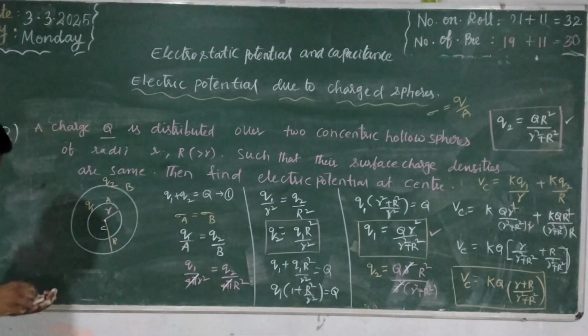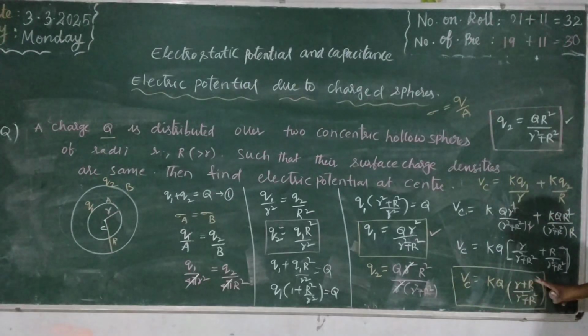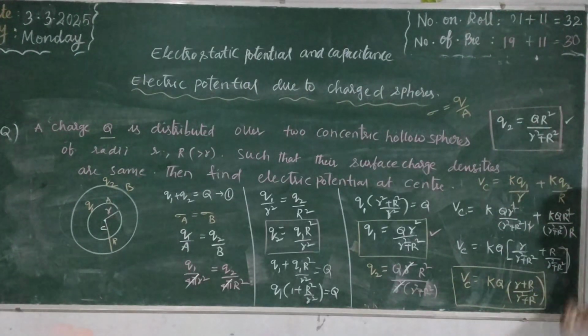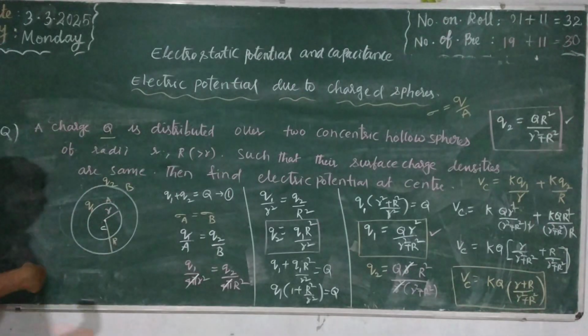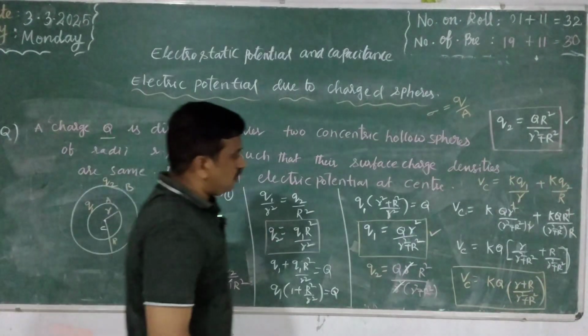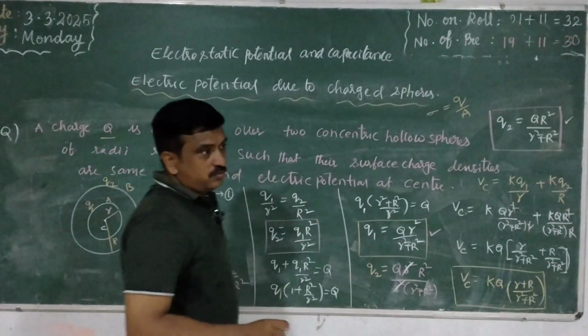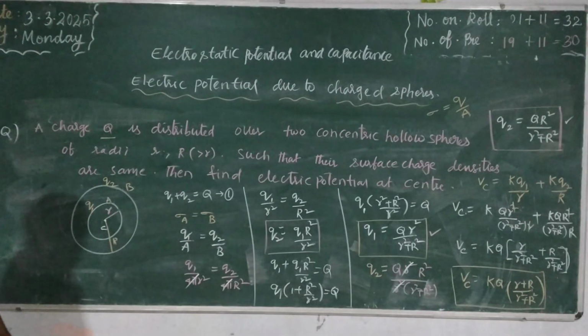So the potential at C equals kQ small r plus capital R by small r square plus capital R square. It is the electric potential due to concentric hollow spheres at the center. Vc equals kQ small r plus capital R by small r square plus capital R square. Okay? So this is the electric potential due to charged spheres.